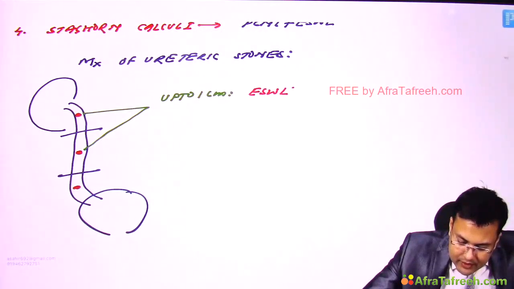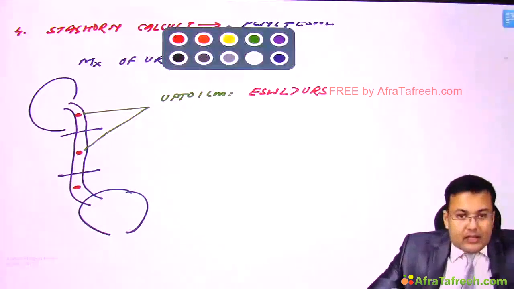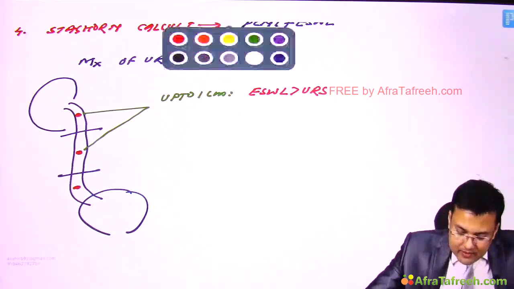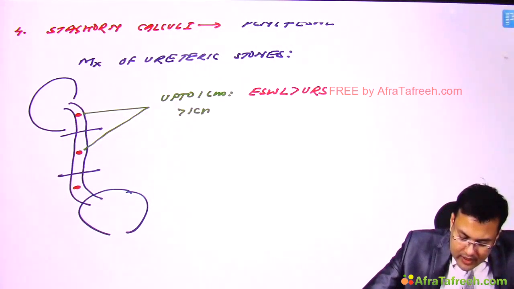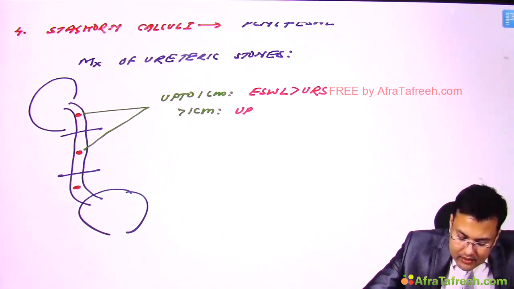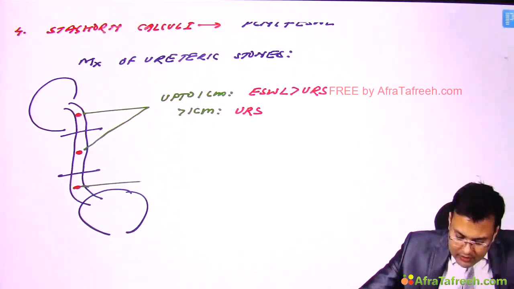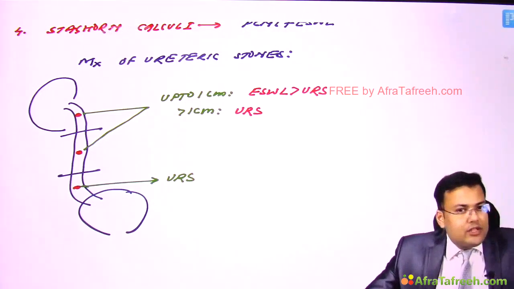ESWL is preferred over URS. And whenever the size of stone is more than 1 centimeter, here the preferred approach is URS, right? And when the stone is located in lower 1/3, what is the preferred treatment option? URS. This question was asked many times.